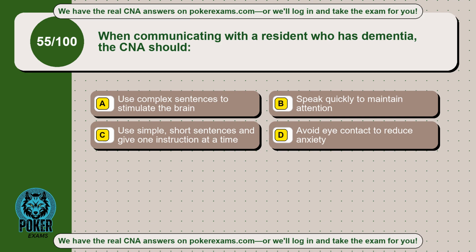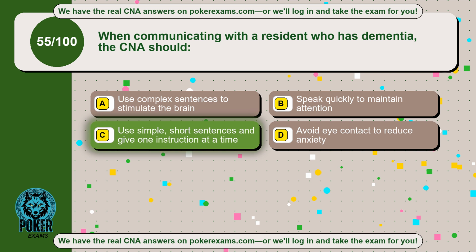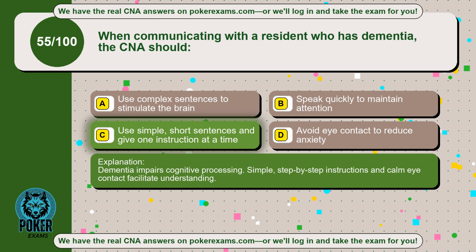Question 55. When communicating with a resident who has dementia, the CNA should: Option A, use complex sentences to stimulate the brain. Option B, speak quickly to maintain attention. Option C, use simple, short sentences and give one instruction at a time. Option D, avoid eye contact to reduce anxiety. The correct answer is option C. Use simple, short sentences and give one instruction at a time. Dementia impairs cognitive processing. Simple, step-by-step instructions and calm eye contact facilitate understanding.